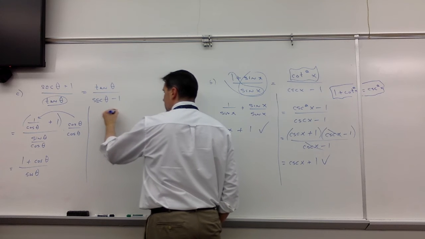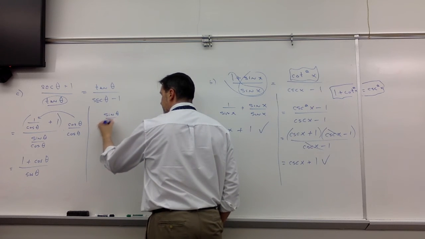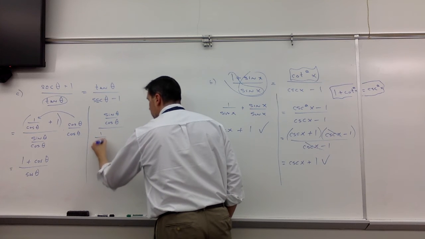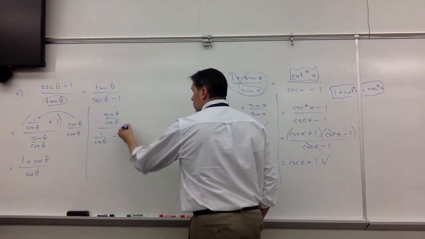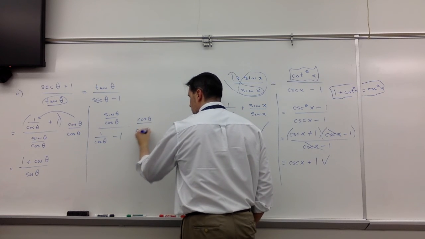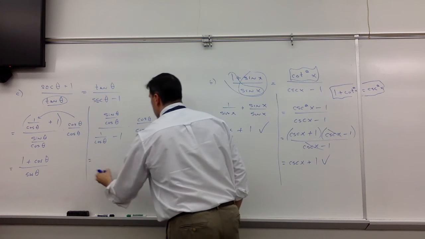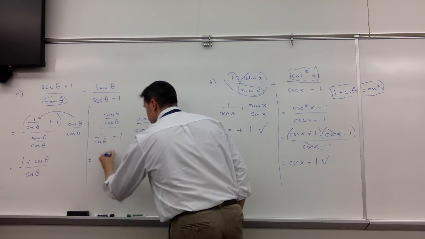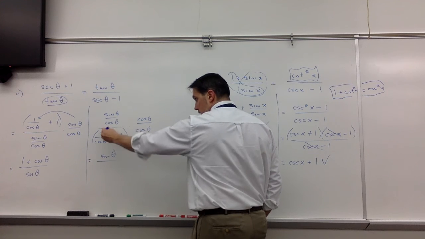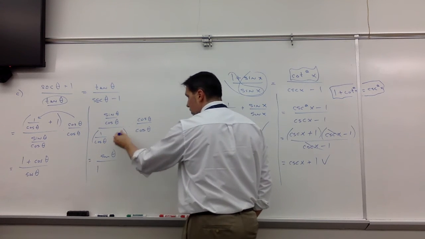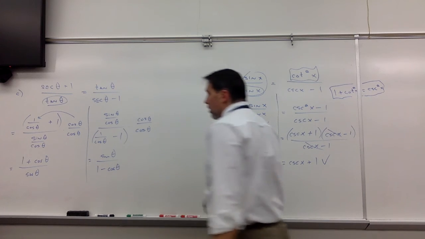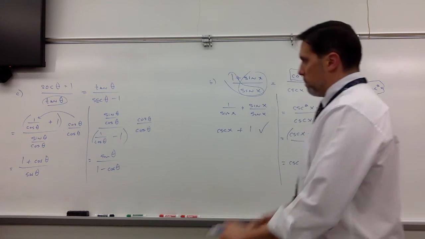So quotient identity, sine over cosine. Secant, we'll call it 1 over cosine, reciprocal identity. Multiply by the LCD. Numerator gives us what? Sine theta. Denominator, we have to distribute that. We'll distribute cosine to 1 over cosine. This gives us 1. And then negative 1 times cosine is negative cosine. All right, unfortunately, those aren't matching.